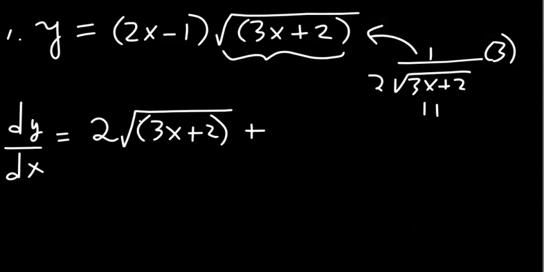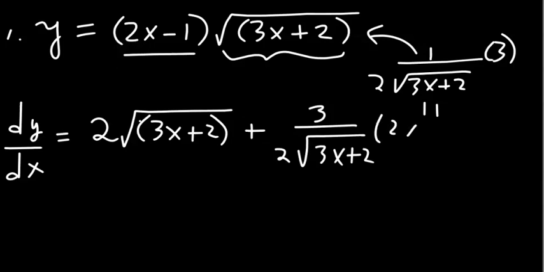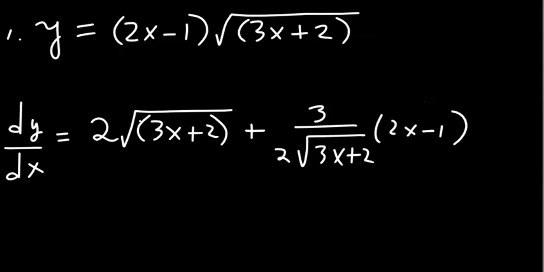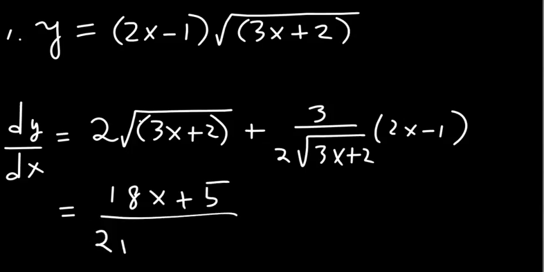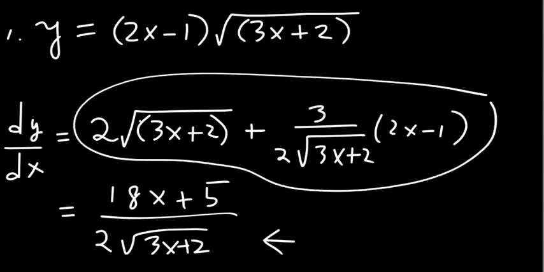So writing the result here as 3 over 2 square root of 3x plus 2, and then multiplying this result with the first function, which is 2x minus 1, this can be simplified to the following result, 18x plus 5 over 2 square root of 3x plus 2, by making the denominator equal in here. So this is the final result.